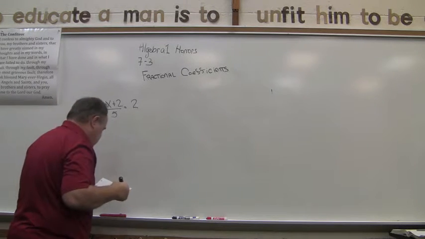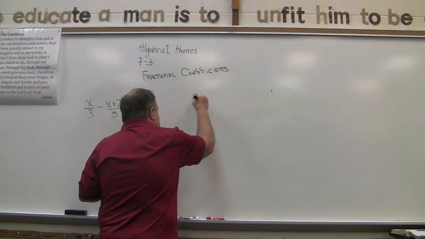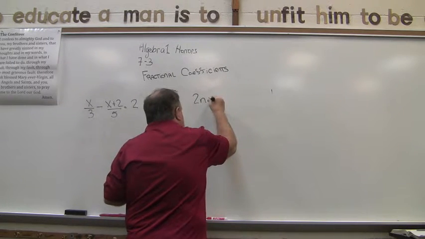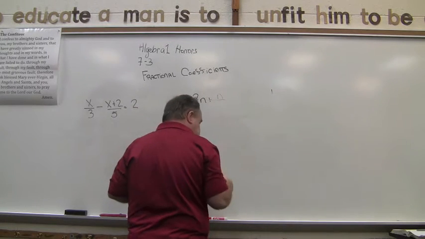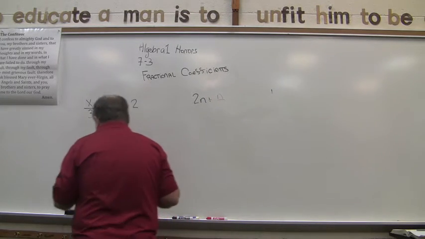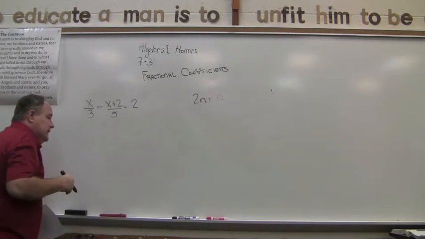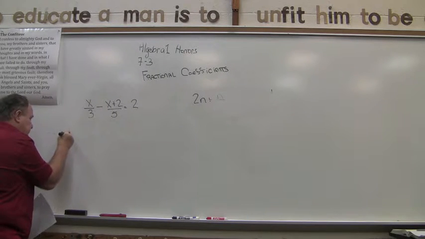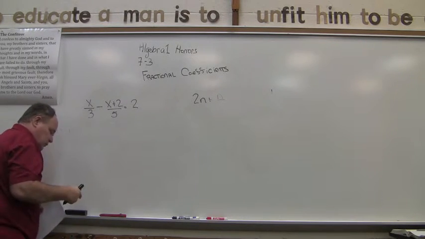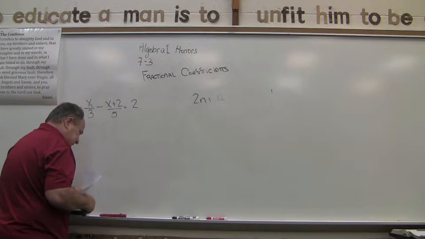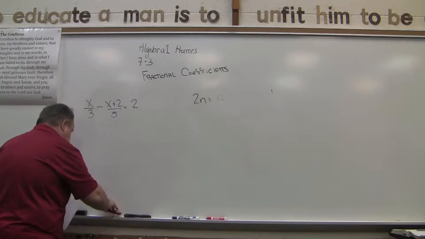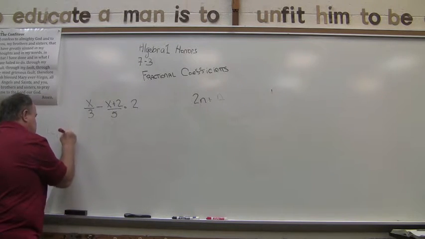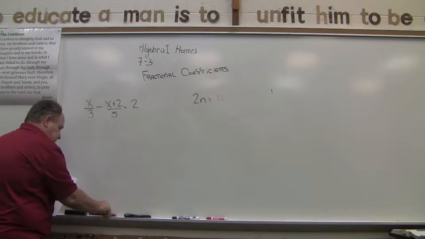And the last one that we're going to look at is 2n plus n over 3. Uh-oh. Well, let's work on the previous one first. If we look at it, our least common denominator of 3 and 5 will be what? 15. Okay, our least common denominator will be 15.